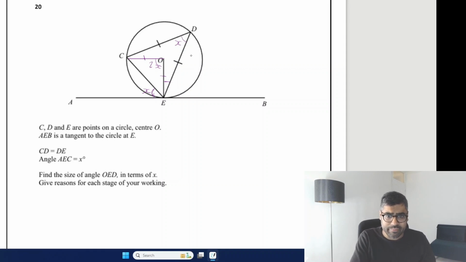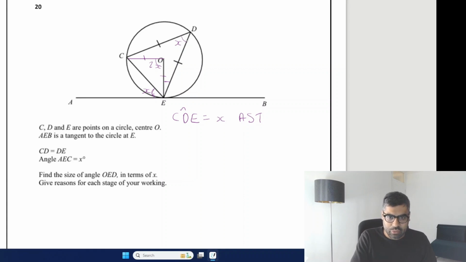So first thing that we're going to need is the reason for the alternate segment theorem. So we're going to say CDE equals x, alternate segment. I'm just going to put AST. I would always write the full words out to make sure there's no confusion in the exam.